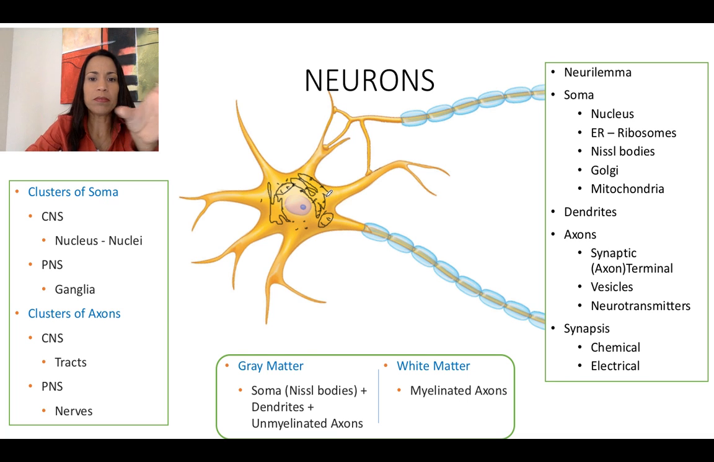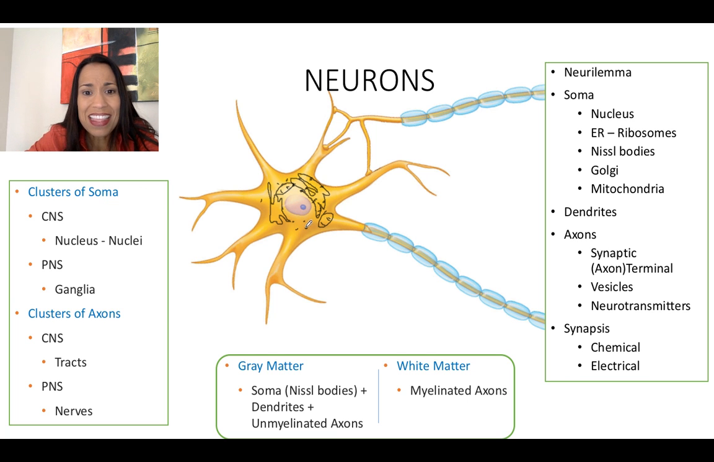But see that I'm drawing most of these organelles in the soma, not in these extensions, because in there is where most of the organelles are. It has the cytoskeleton with neurofibers and neurofibrils and neurofilaments that maintain the shape of the cell.